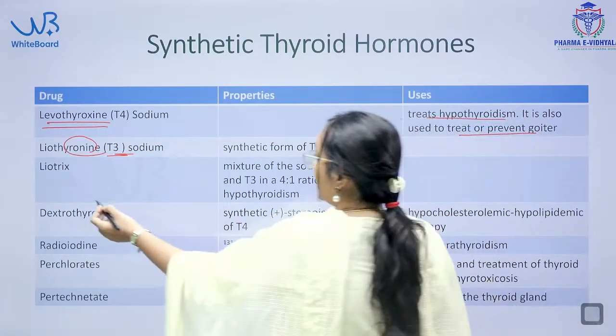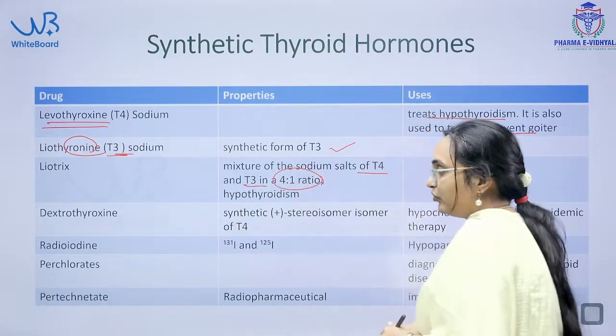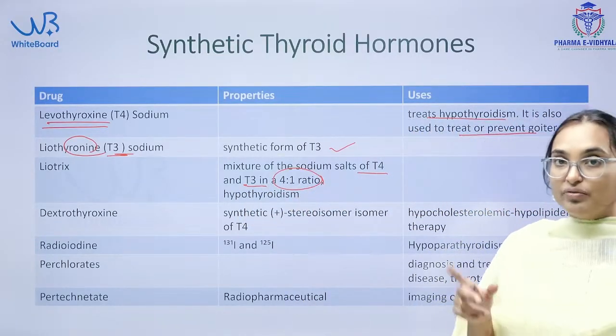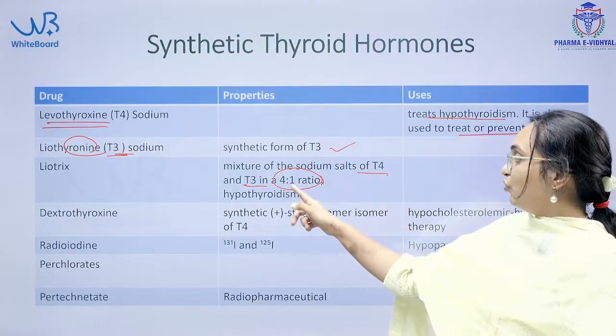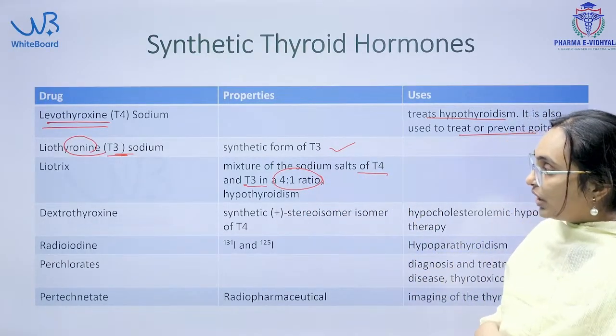Next, Liotrix. Liotrix is a mixture of sodium salts of T4 and T3 in the ratio 4:1. Liotrix is a mixture of T4 and T3, T4 being 4 and T3 being 1, a 4:1 ratio. Next drug is dextrothyroxine.